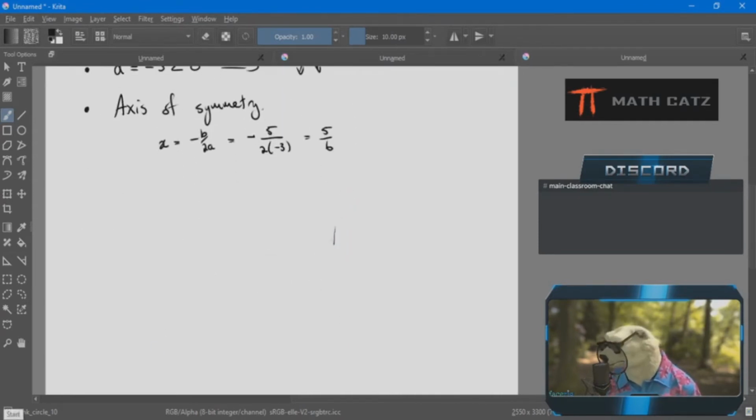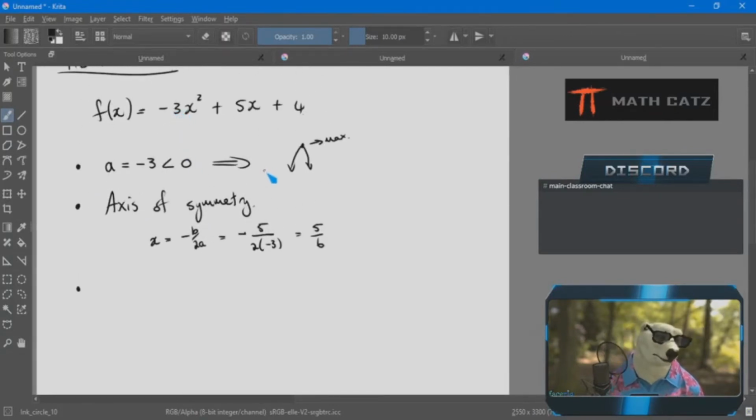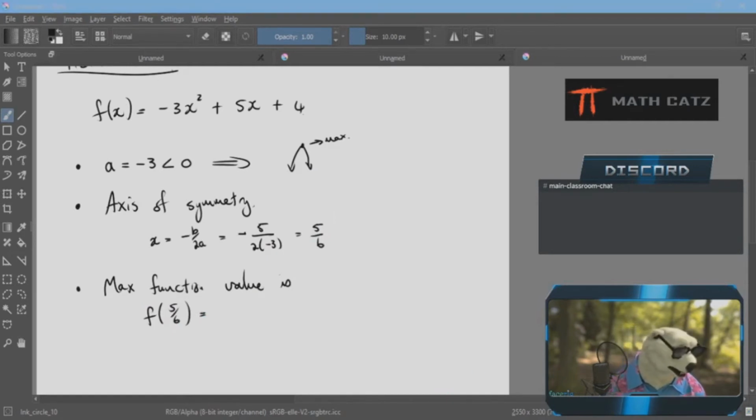Now, let me see. I know there's going to be a maximum, right? Because the value of a tells me that it's going to be a maximum. I want to find the maximum value. The maximum function value, which is the y-coordinate of the vertex, is f of 5 over 6. And I can calculate that with the calculator. Let's see if MathBot can do that. That's my calculator. I don't have an actual calculator in front of me. I trust MathBot as my calculator.